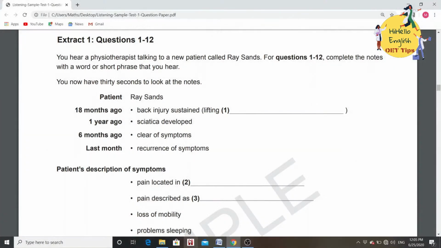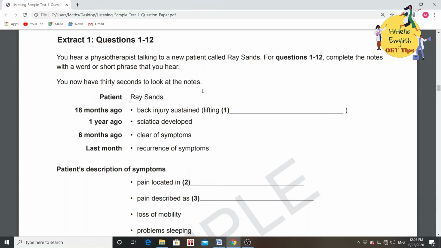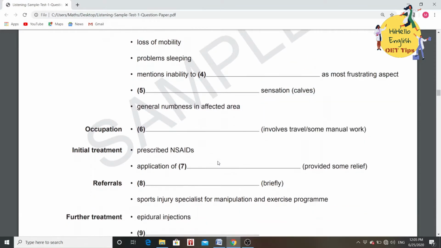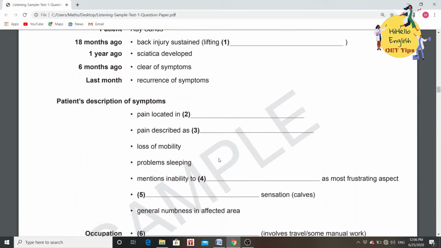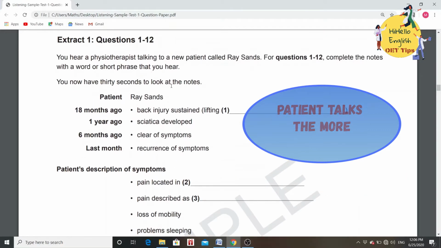This is the first part of Part A of a sample question paper. The context of the conversation is given in the beginning. It is a physiotherapist talking to a patient, and you will get 30 seconds to read the notes before the start of the conversation. The conversation goes in the order of the notes and the headings are your guide. Since this is a consultation, the patient must be introducing himself and the reason for his visit in the start of the conversation.